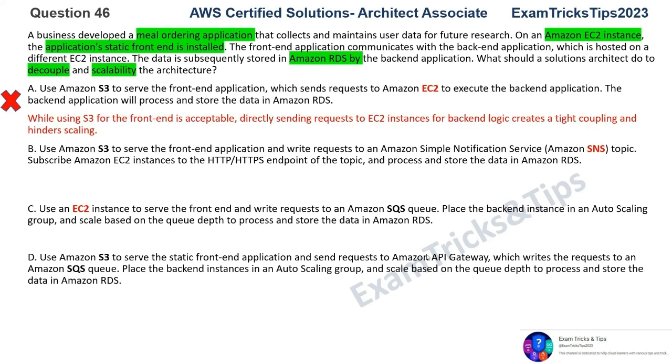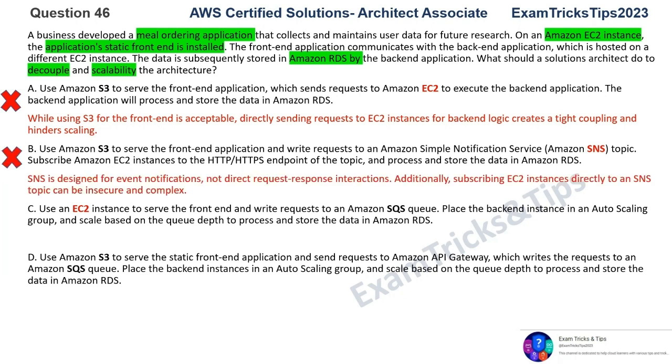Option B then says use Amazon S3 for the front-end application, which is similar to option A. And for the backend, what it is saying is let's write requests to an SNS topic, and Amazon EC2 will subscribe to it and then update the data in RDS. Now, SNS is for notification, not for a request-response interaction where you're trying to decouple the application. Additionally, subscribing EC2 instances directly to an SNS topic can be insecure and very complex. So this is not a solution for doing transactional updates. It's not the correct option.